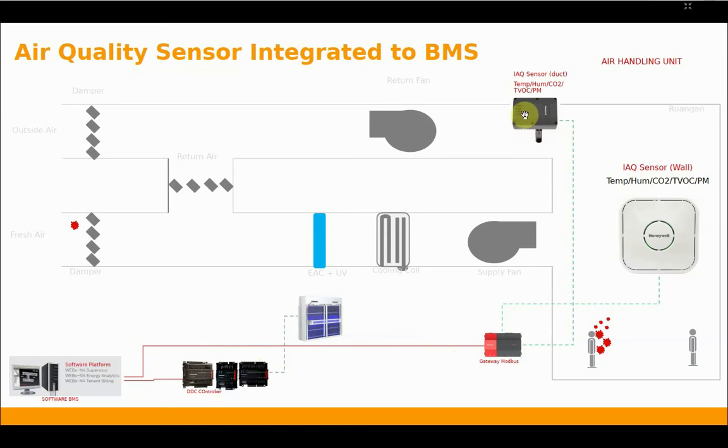It means when a dangerous particle is detected by this sensor, the controller directly controls the air handling unit to minimize the exposure to this particulate matter. It can be used in a commercial building, a hospital, and also in a hotel.